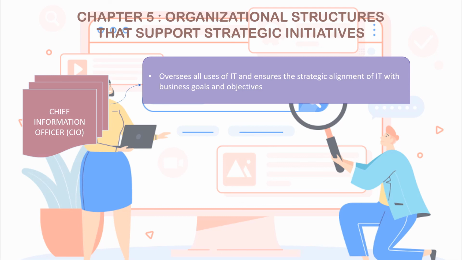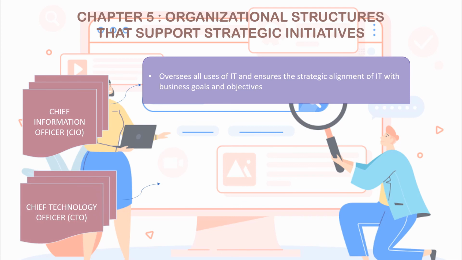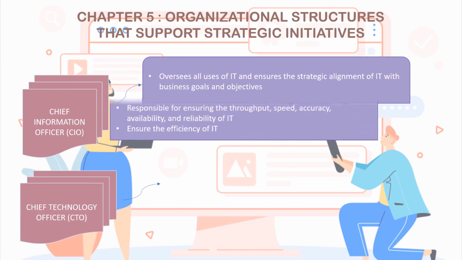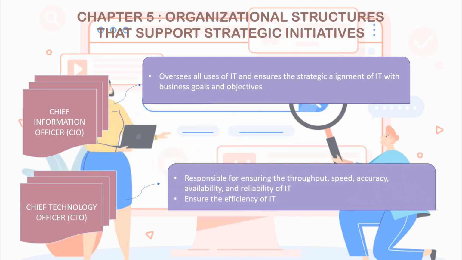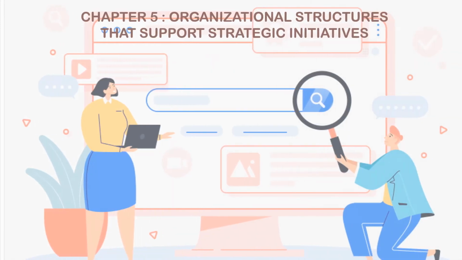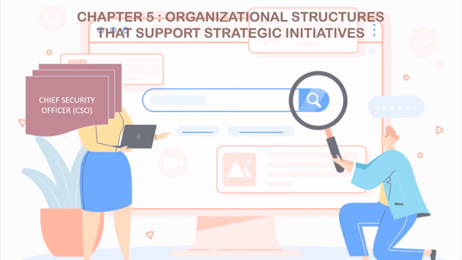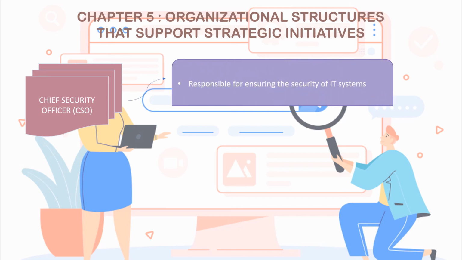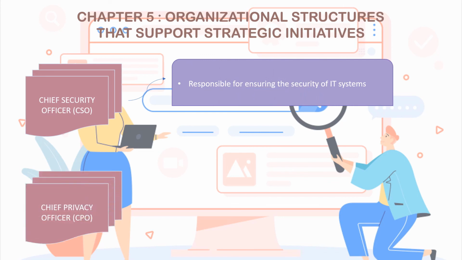Next, we go to the Chief Technology Officer, CTO. They are responsible for ensuring the throughput, speed, accuracy, availability, and reliability of IT and ensure the efficiency of IT. Then, we go to Chief Security Officer, CSO. CSO is responsible for ensuring the security of IT systems.